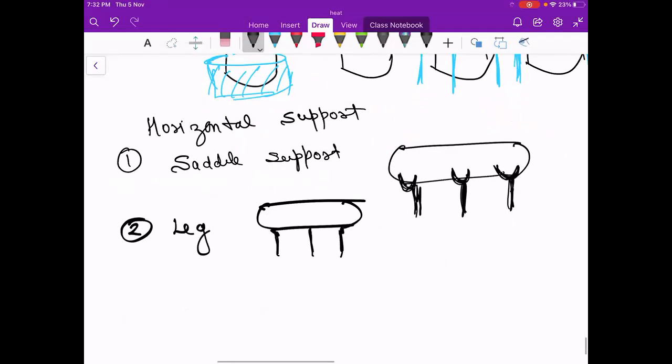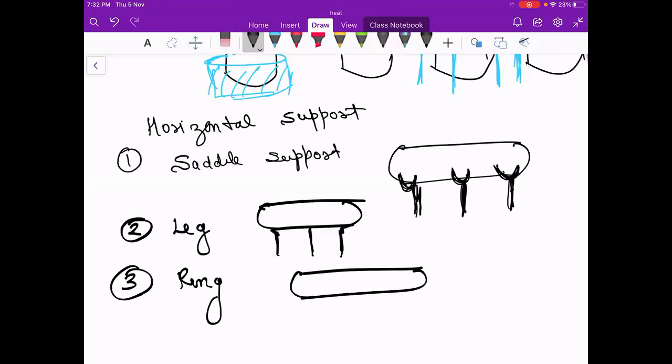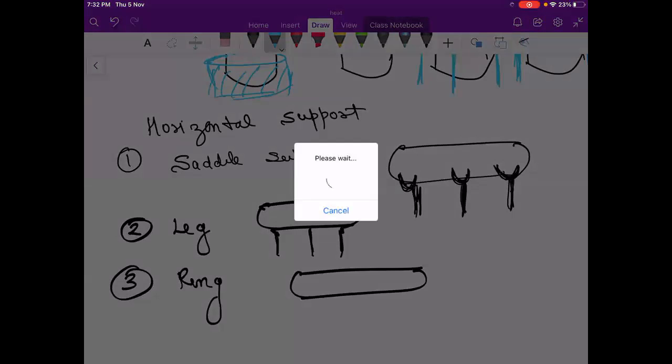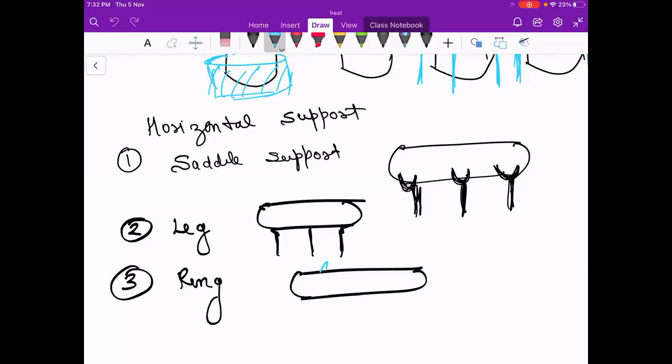And there can be a ring support. So how will the ring be there? It will be like this. You will make a ring here and they will have a support like this. So these are the most frequent horizontal supports.